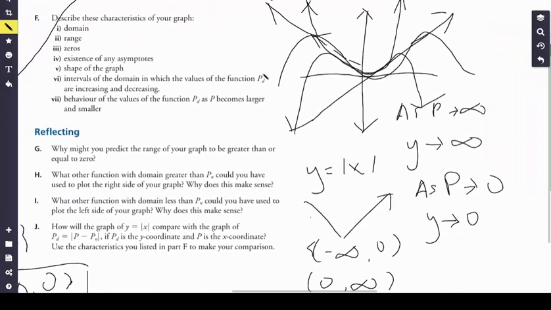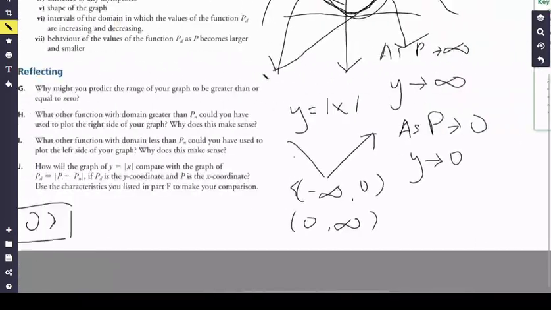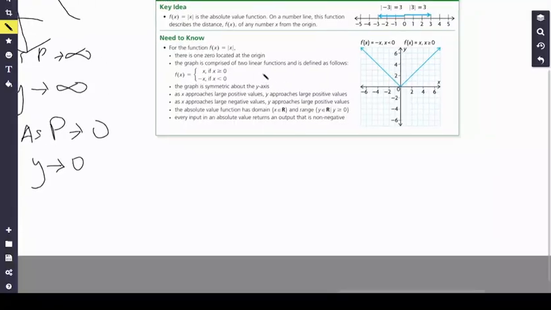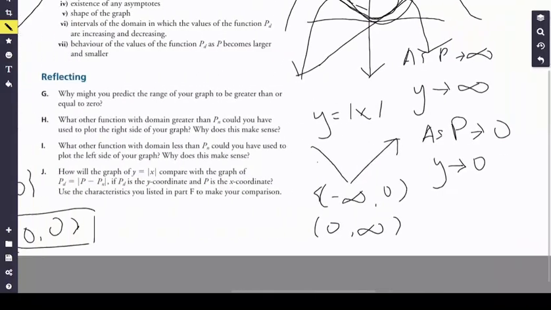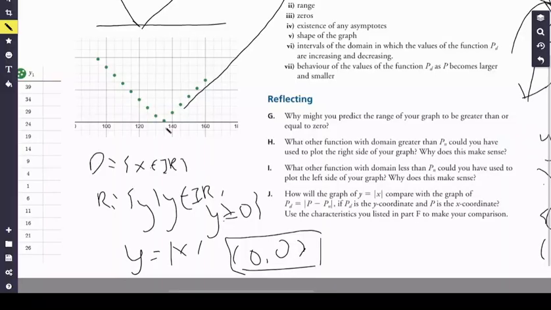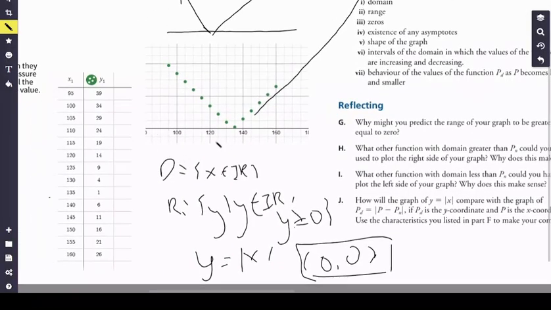How will the graph of y equals absolute value of x compare with the graph of this, if p is the y coordinate and p is the x coordinate? So basically, we have already worked with the absolute value function, and we do have it over here. It's just bouncing off, pretty simple. Notice that this is the exact same thing, except this doesn't reach 0. Oh, well, this doesn't reach 135.0. It's 135.1.